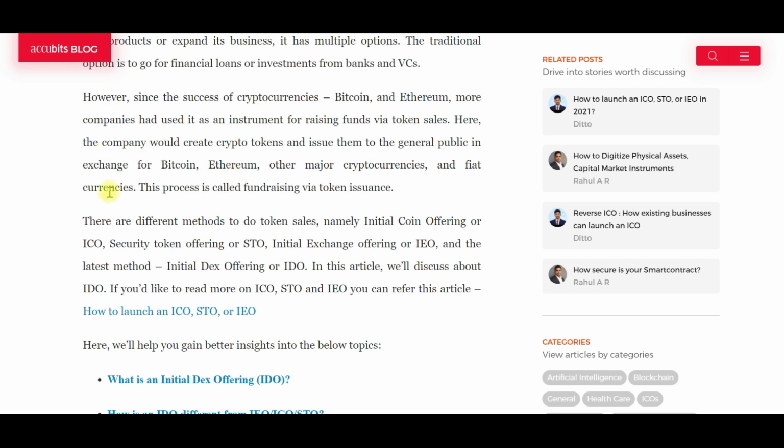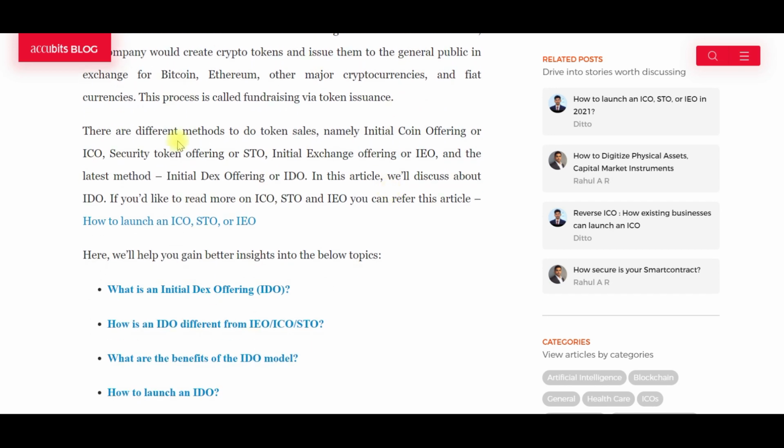It is said here that the company would create crypto tokens and issue them to the general public in exchange for Bitcoin, Ethereum, or other major cryptocurrencies and fiat currencies. This process is called fundraising via token issuance. There are different methods to do token sales, namely initial coin offerings or ICOs, security token offerings or STOs, initial exchange offerings or IEOs, and the latest method, initial DEX offering or IDO.